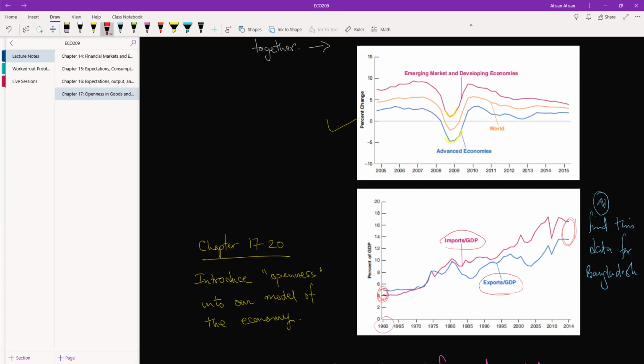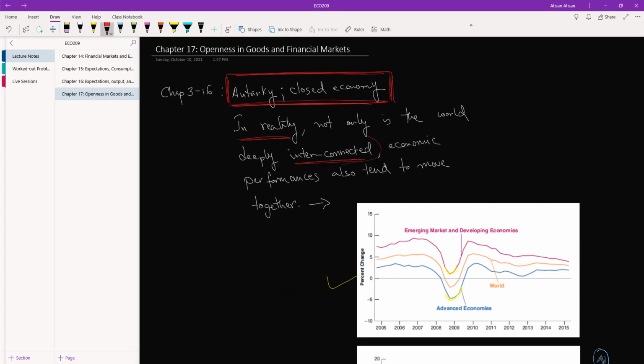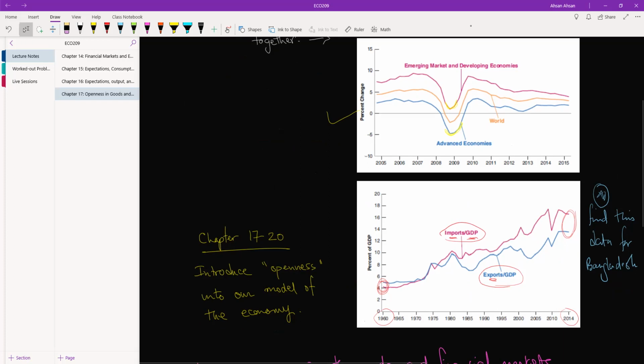From 1960 to 2014, US GDP has grown. It has grown a lot. And despite this growth in GDP, in the denominator, the numerator has grown much, much faster, which is why these curves that you see have grown over time. So that means that not only are the countries of the world deeply interconnected, but this interconnectedness is getting stronger over time. We buy from a lot of countries, we sell to a lot of countries. So in this chapter and the next three, chapters 17 to 20 together, what we are going to do is introduce openness into our model.